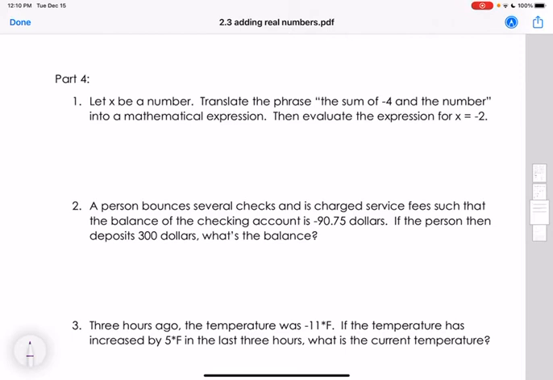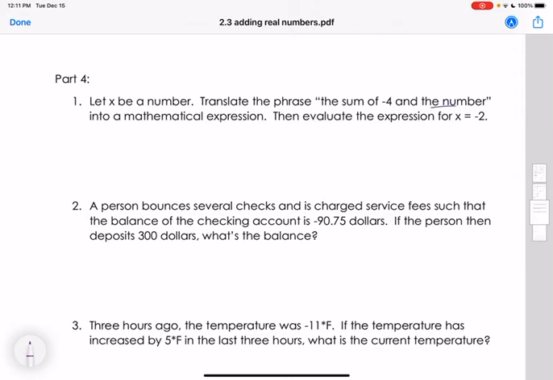This is part 4. So part 4, it says, let x be a number. Translate the phrase, the sum of -4 and the number, into a mathematical expression. Then evaluate the expression for x equals -2. So, okay, so let x be a number, and then we want to translate it. So the sum, so what does sum mean? Sum means add, right? So -4 and the number, and it said that the number was x.